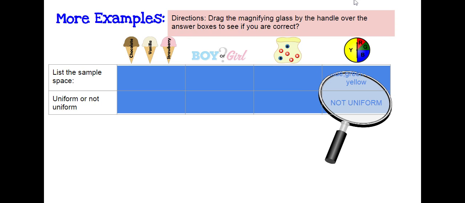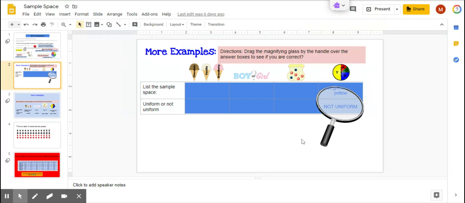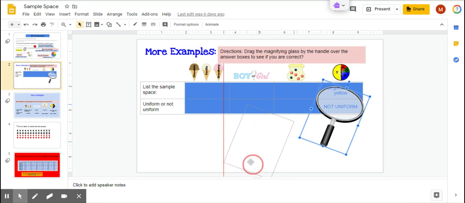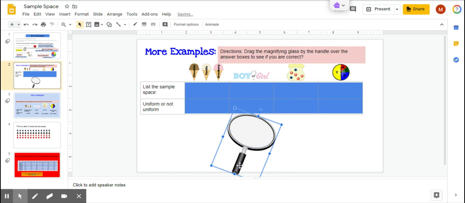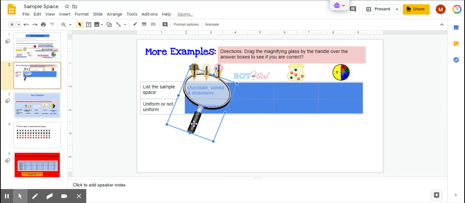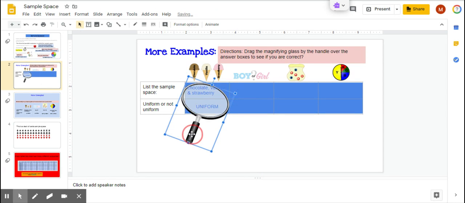So my next one, I'm going to get out of this mode because I have this little magnifying glass that I'm going to do with you, and I get to move it around, which is fun. So here I have 3 choices of ice cream. What is my sample space? Chocolate, vanilla, and strawberry. Is this uniform? So I'm going to put my magic thing over there. So there's my sample space, and yes, it's uniform.